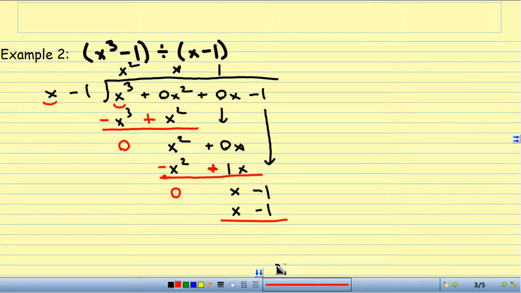Add it together. But before I do, change my signs. I get 0, and I get 0. Go back up at the top and put plus signs if you have to. So it's x squared plus x plus 1. And there you have it.